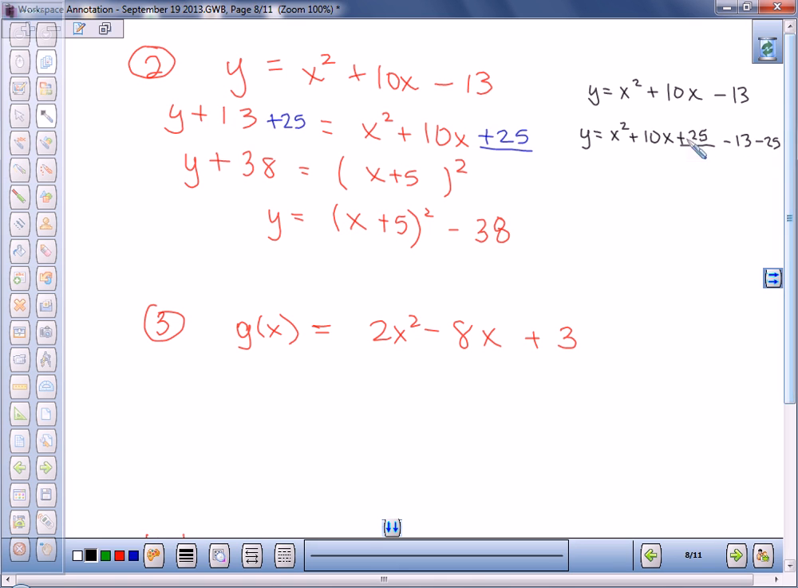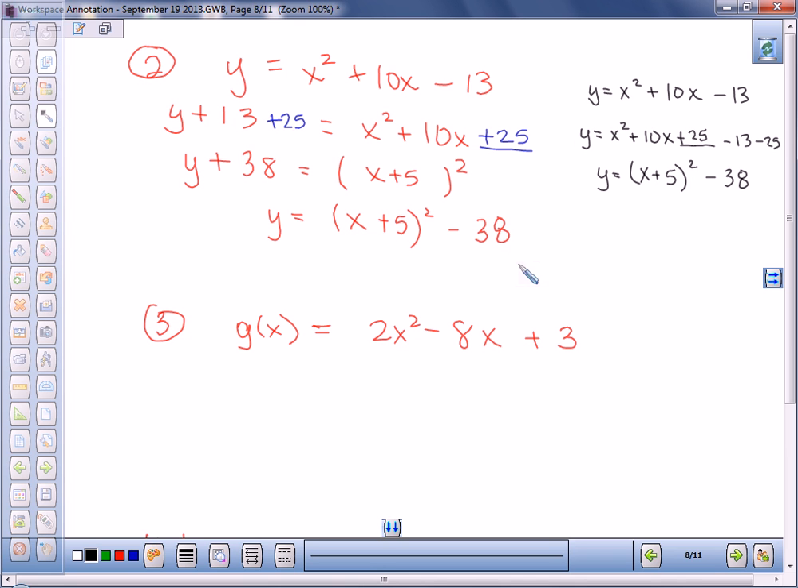And then you could write this as y equals x plus 5 squared minus 38. Do you see how you get the same thing? You can choose either way, whichever one you like better. It doesn't matter to me. Okay?